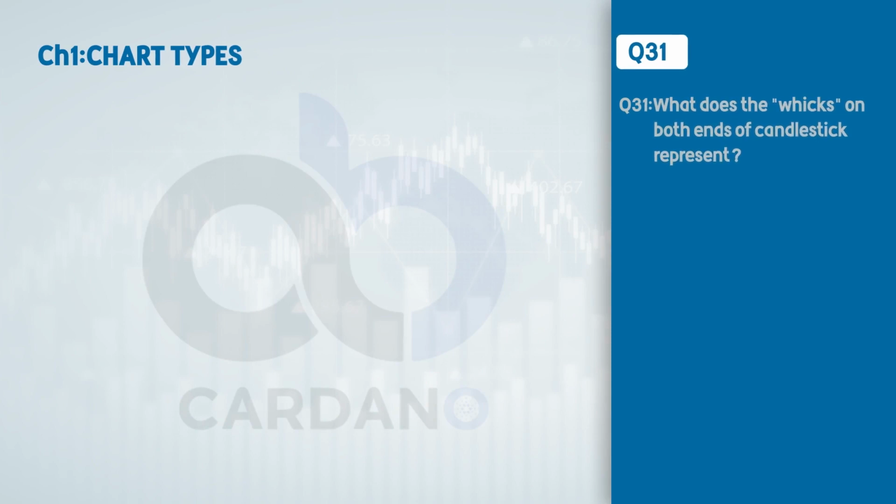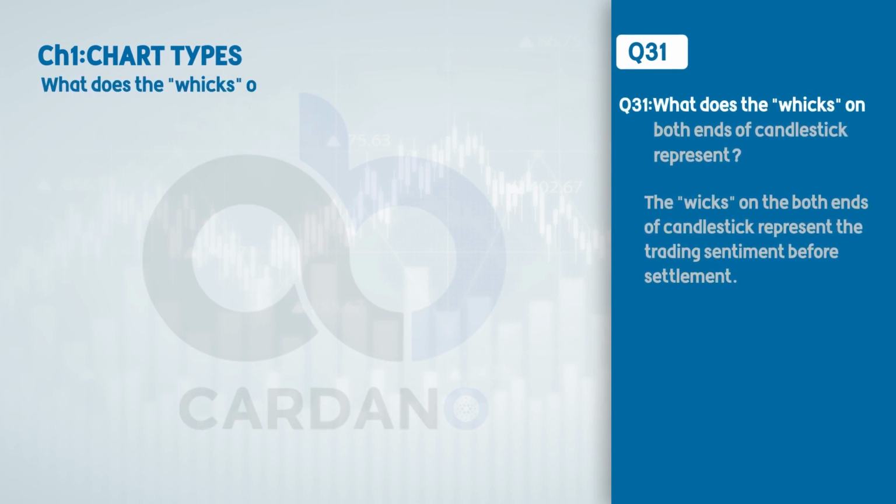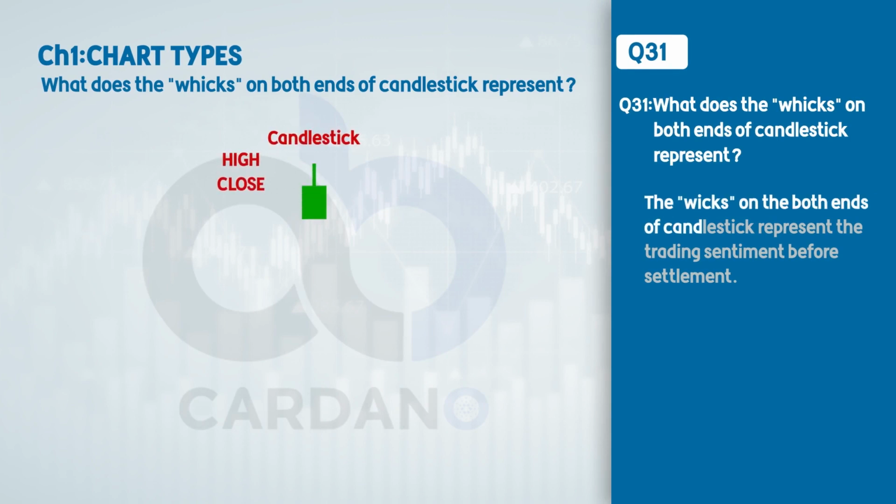Question number 31. What do the wicks on both ends of a candlestick represent? The answer is, the wicks on both ends of a candlestick represent the trading sentiment before settlement.